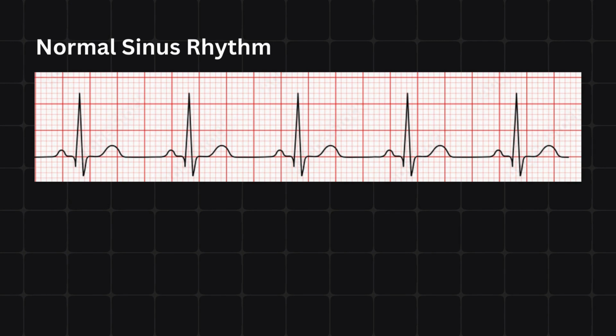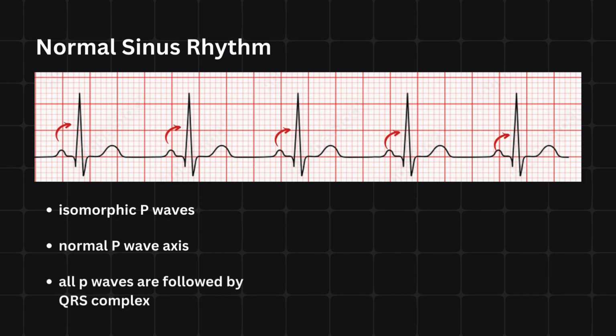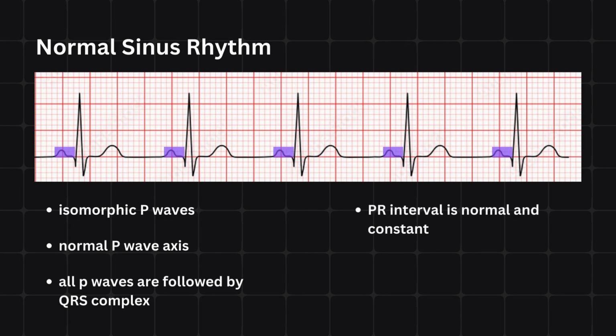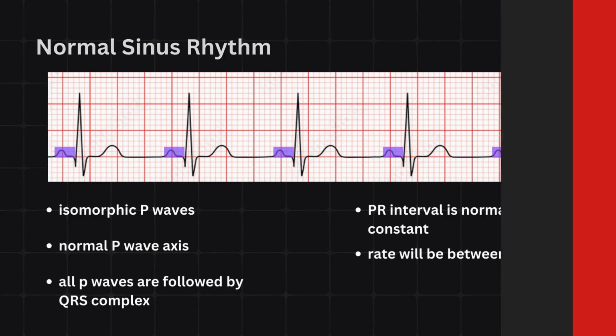In normal sinus rhythm, all P waves will have same morphology, with the normal P wave axis upright in leads 1 and 2, and inverted in lead AVR. All P waves will be followed by a QRS complex. This implies that atrial contraction is followed by ventricular contraction. And lastly, the PR interval is normal and constant. Now you know how to read the most common ECG rhythm.